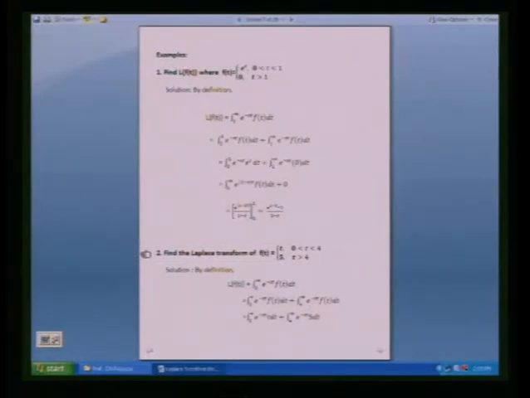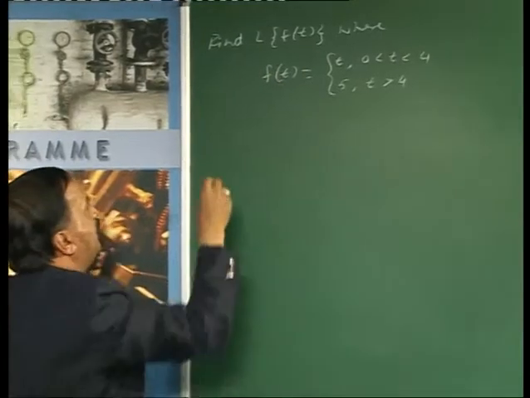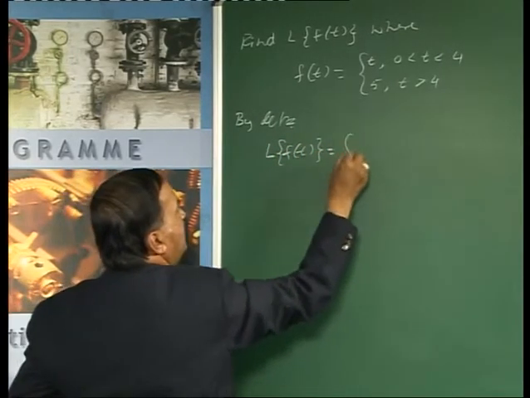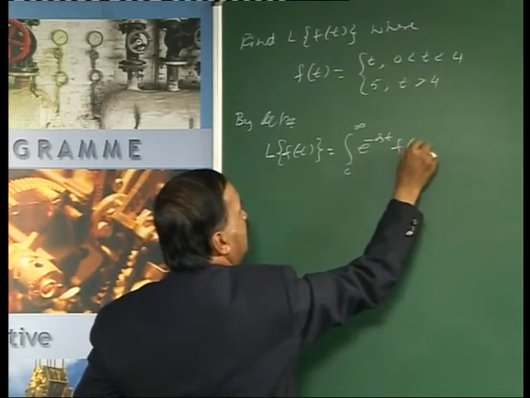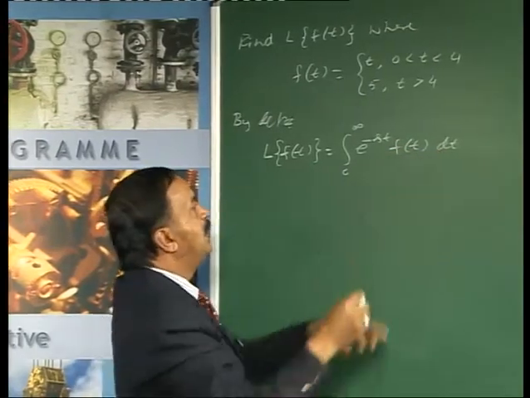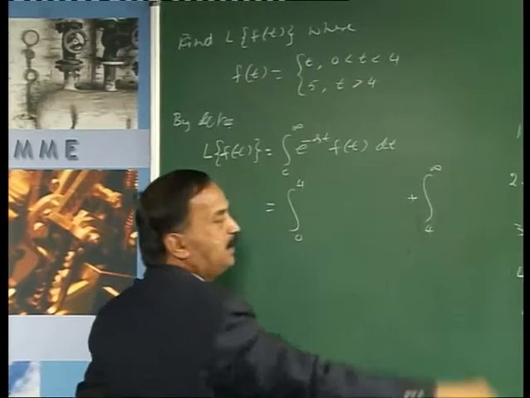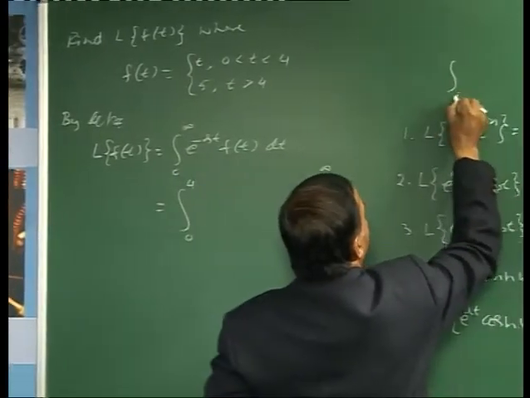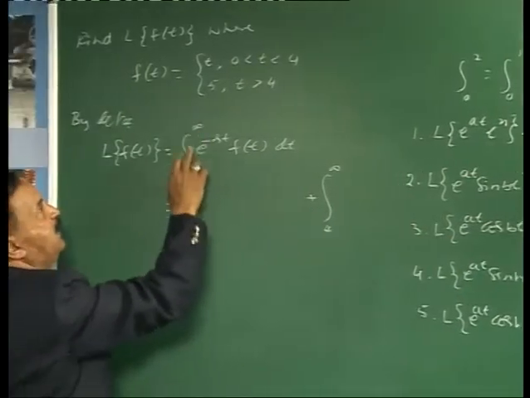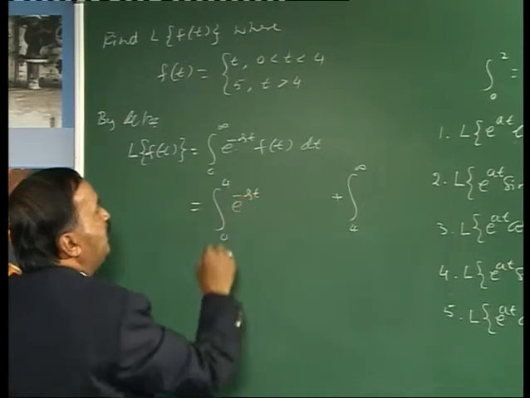Here, find L of f of t where f of t is as given. By definition, L of f of t is equal to the integral from 0 to infinity of e to the power of minus st f of t dt. This is the definition. We can split this integral from 0 to 4 plus 4 to infinity by using the property of definite integrals. That means the integral from 0 to infinity equals 0 to 4 plus 4 to infinity of e to the power of minus st into f of t.